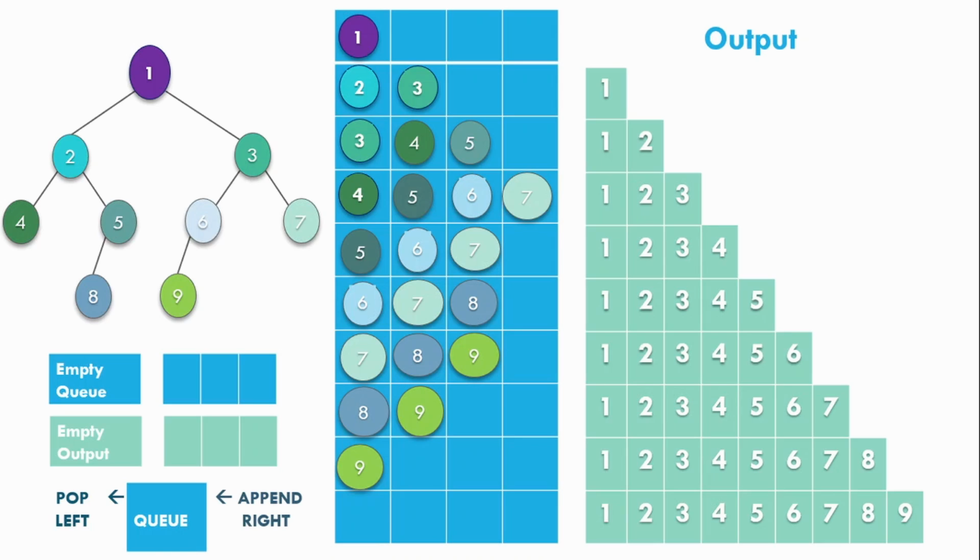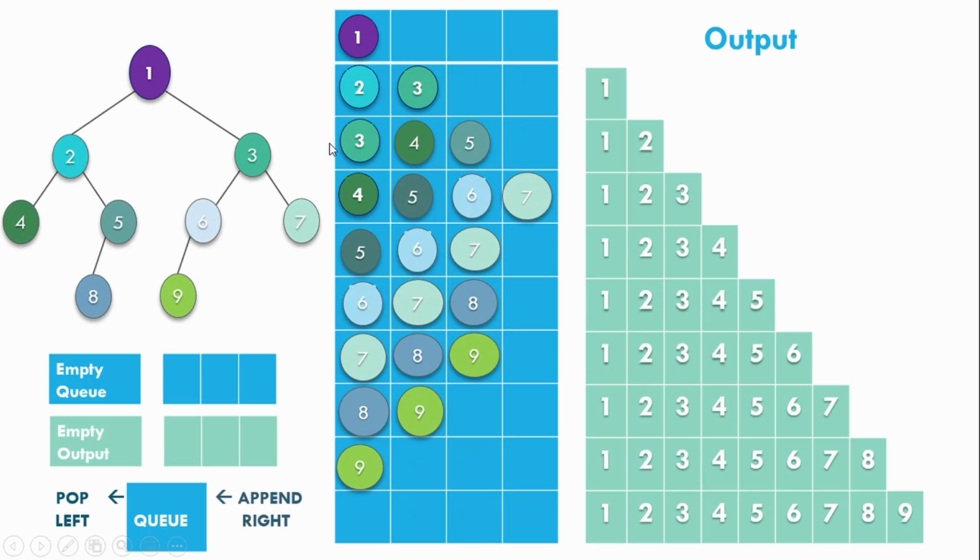The next step is to pop node 1 from the left, add its value to the output, and check if it has any children. If there are any children, add the children to the queue. It has 2 children, 2 and 3. We will add the children to the queue. Then the next step, pop the next element from the queue. When you pop, 2 will be popped and we check if it has any children. Yes, it has 2 children, 4 and 5. Add the children to the queue and add its value to the output. So we added value 2 to the output.